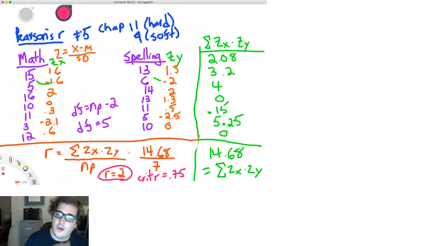Okay, so I'll leave that up for a second while I look at more emails so you can look at that and see what I did. Calculate Z, given to you. Calculate the multiplication of Zx times Zy. And then add them all up, divide by the number of pairs, degrees of freedom is number of pairs minus 2, and then find the crit value.